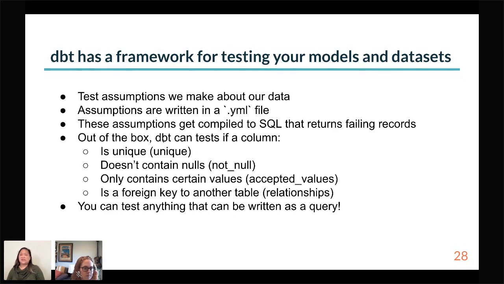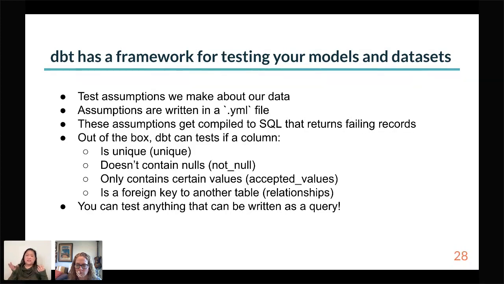So out of the box, DBT can test if a column is unique. And I put the name of the tests as you would put them in YAML in parentheses here. So if a column is unique, doesn't contain nulls, only contains certain values, and is a foreign key to another table. I know some modern data warehouses, you can add some of these things like primary keys or foreign keys, but it doesn't necessarily enforce those. So some people really like these tests for that reason.